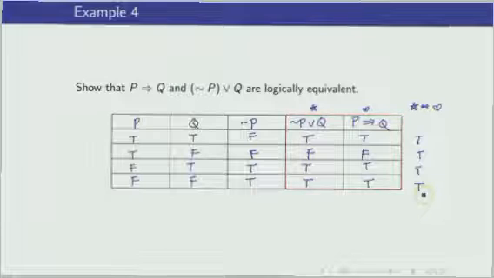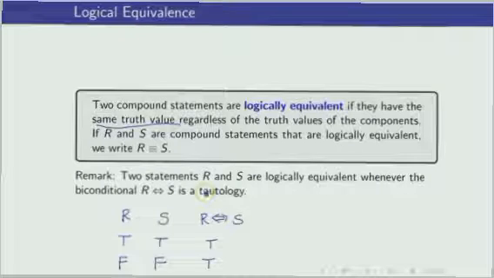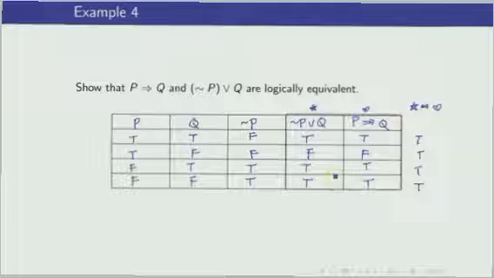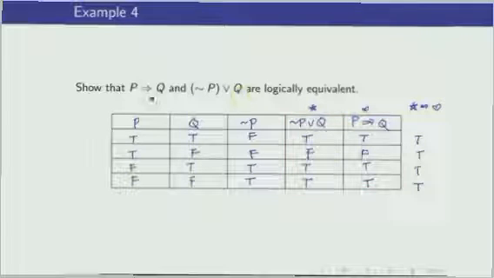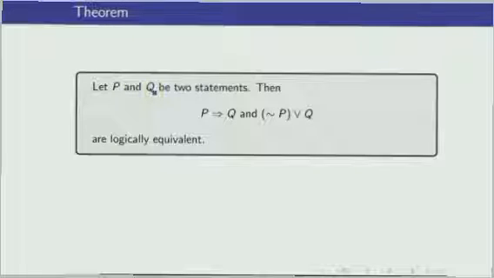I just wanted to show you this to show this remark over here. When you're showing that two statements are logically equivalent, you just have to show that their columns in the truth table will always be the same. They should always have the same truth values. We will be using the fact that not P or Q is equivalent to P implies Q, so hence we write it as a theorem.